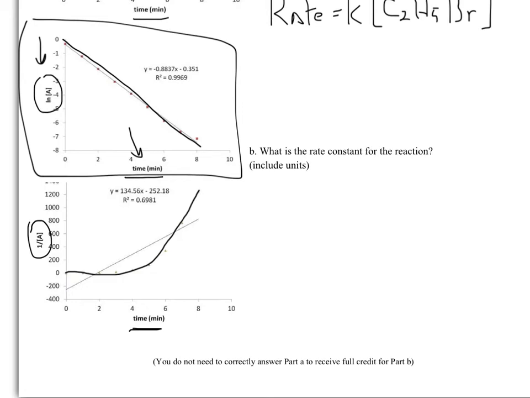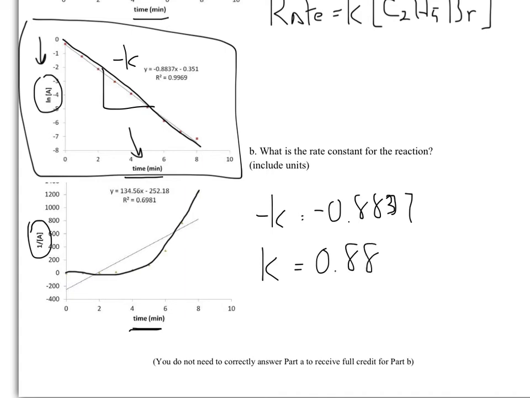And so in part A, if you had come up with some other order, a second order or a third order, or some other order for the equation, you could have figured out the rate constant. But since it is a first order reaction, this is going to have a slope of negative k, and so negative k equals negative 0.8837. And so negative k is that, so that means positive k is 0.8837.